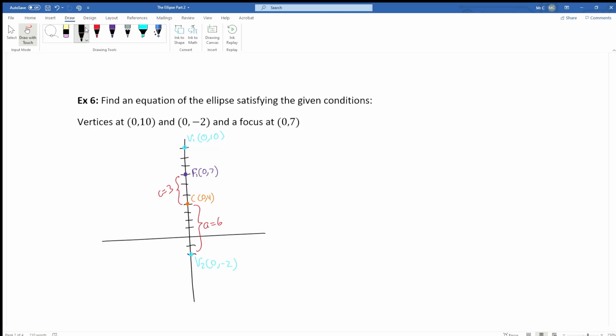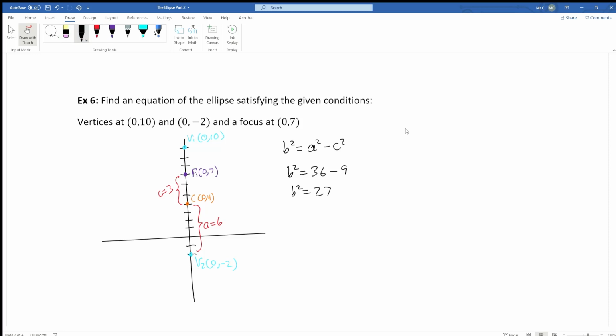So now I need to know what b is in order to find my equation. We'll use our equation that b squared equals a squared minus c squared. So b squared equals 36 minus 9, so b squared equals 27. Of course, that means b is the square root of 27, but since I'm not graphing here, I only really need b squared to write my equation.